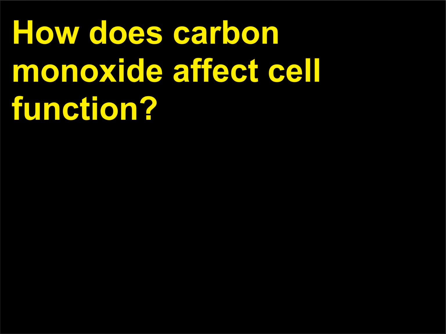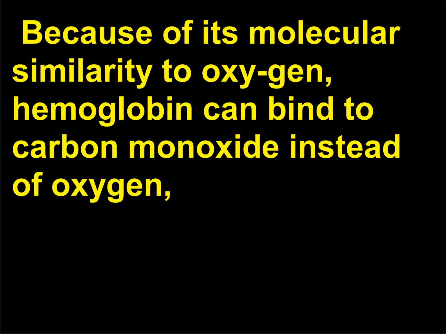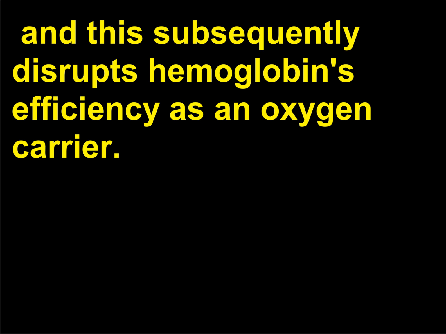How does carbon monoxide affect cell function? Carbon monoxide is a highly poisonous gas. Because of its molecular similarity to oxygen, hemoglobin can bind to carbon monoxide instead of oxygen, and this subsequently disrupts hemoglobin's efficiency as an oxygen carrier.